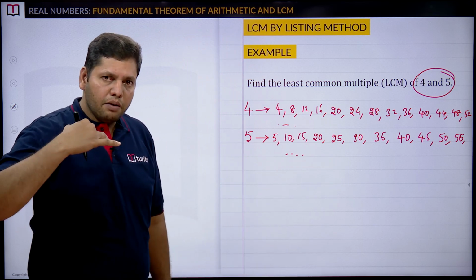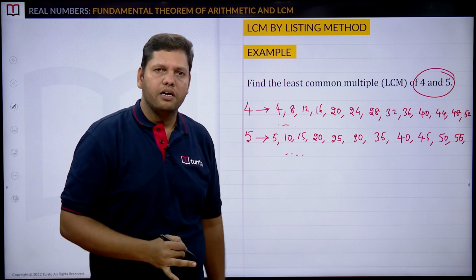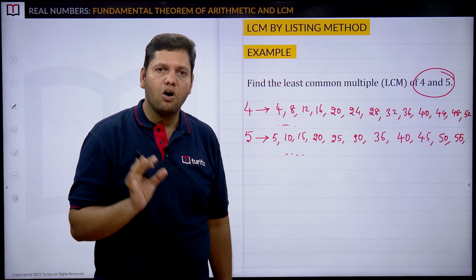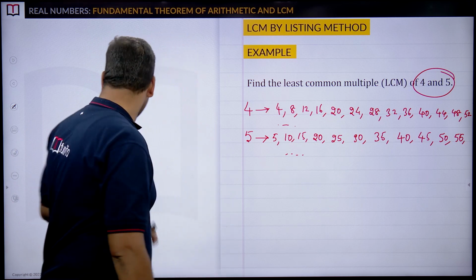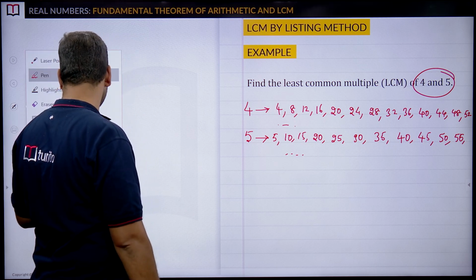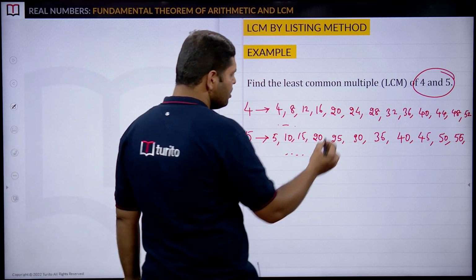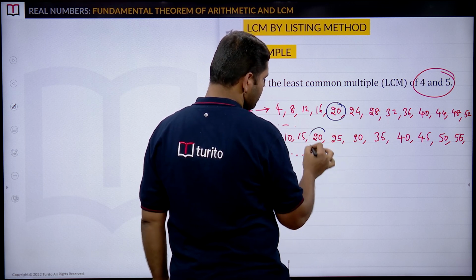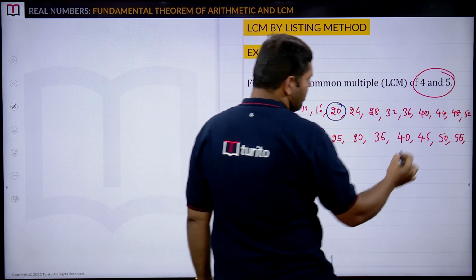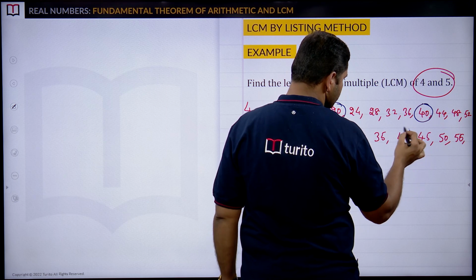Then children, after writing the multiples of 4 and 5, you just circle all the common multiples, okay. Now children, I am circling all the common multiples. Now tell me what are the common multiples? 20 is common, here also 20 is common. Next, 40 is common, here also 40 is common, isn't it?